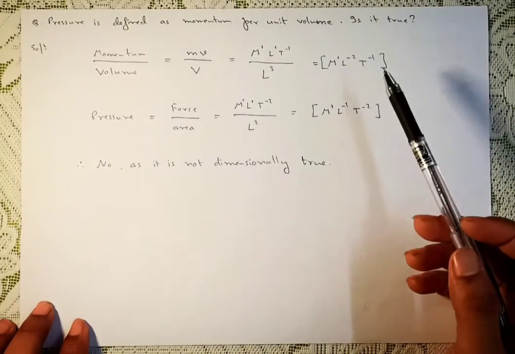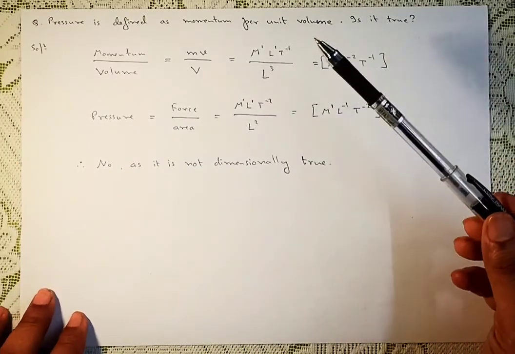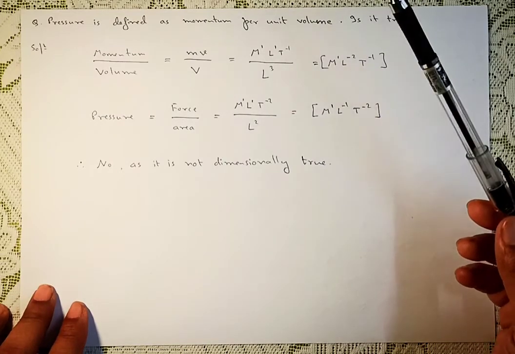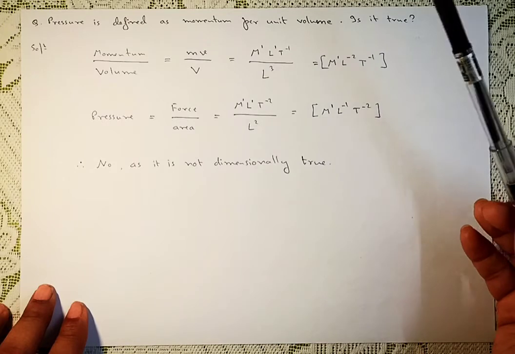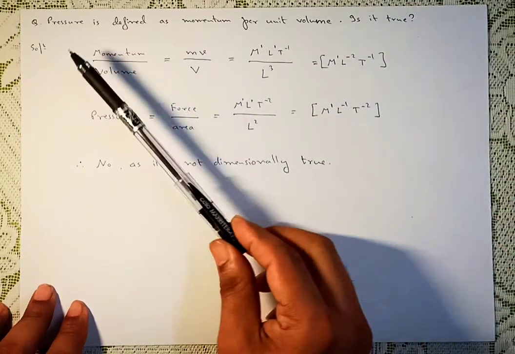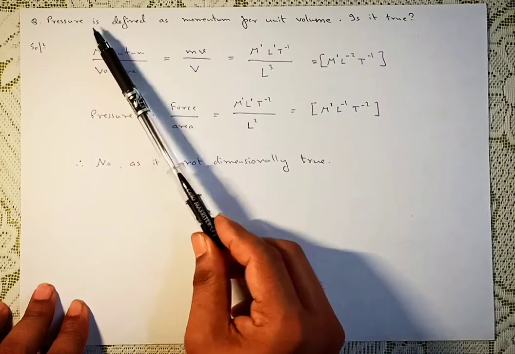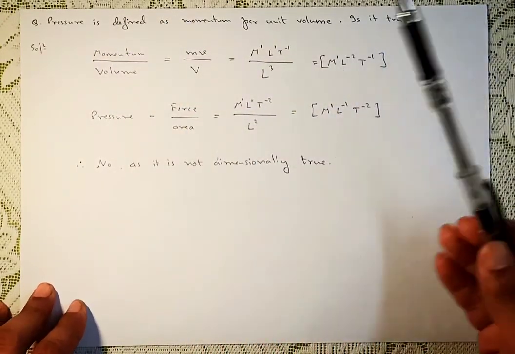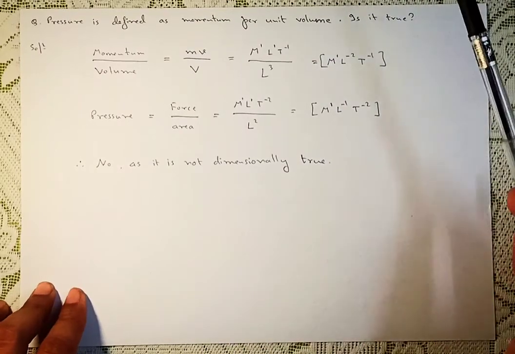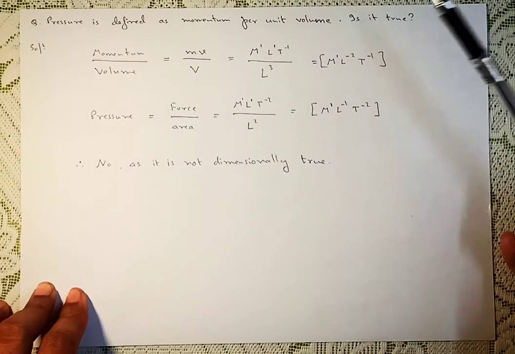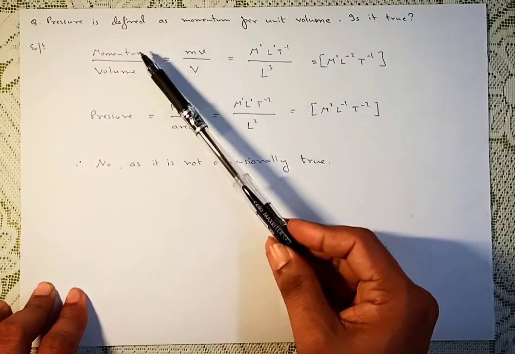So as we had discussed earlier, we can find out whether a given formula or a given physical quantity is correct or not using dimensional analysis. So let us have a look. Pressure is defined as momentum per unit volume. Someone has just stated that pressure is defined as momentum per unit volume. Is it true? Take the help of dimensions.